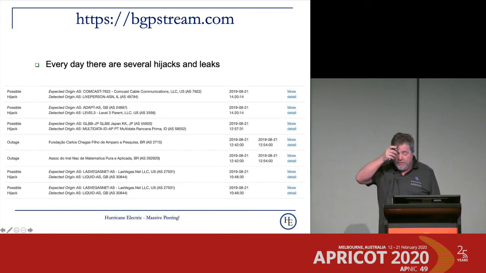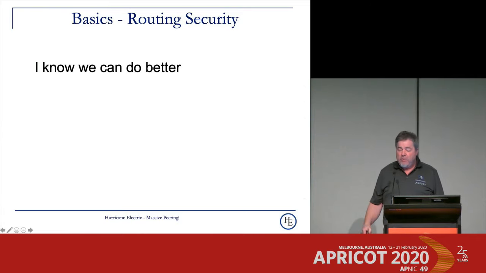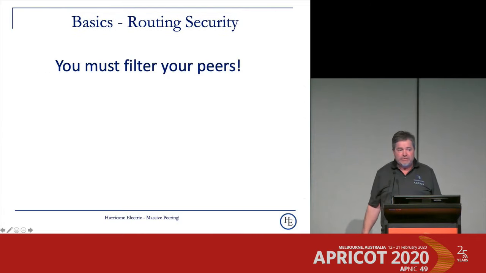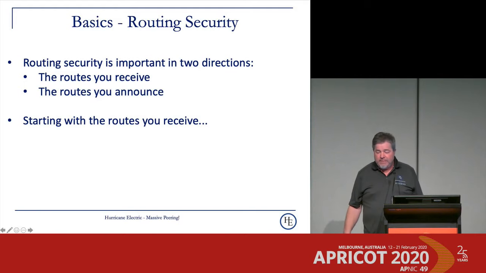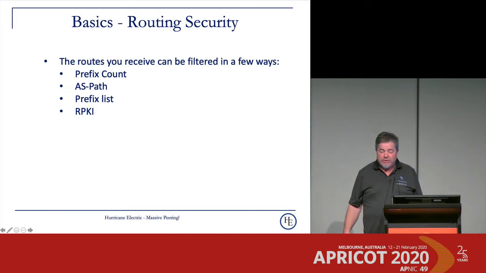Over the last year, I've become more aware of all the different hijacks that are going on, and every single day there are several hijacks and leaks. But as we deploy better security practices, this will be a diminishing thing, hopefully in the next few years. So I know we can do better. We must filter our peers. Routing security is important in two directions: the routes you advertise and the routes you receive. Starting with the routes you receive, there are 4 different things we can do: prefix counts, AS path, prefix list, and RPKI.